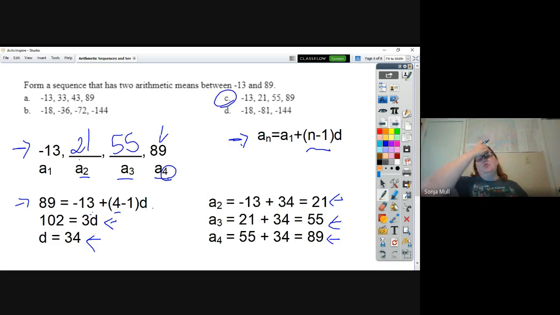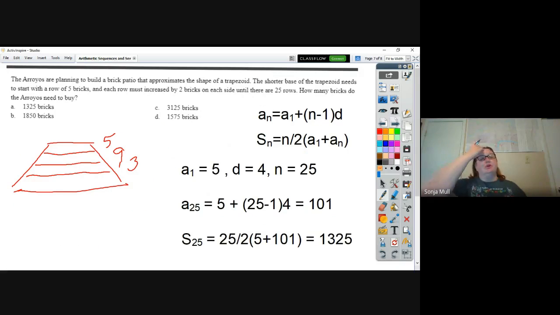Okay, so let's do a word problem. We had this brick problem. We're building a brick patio that's in the shape of a trapezoid. The shorter base has 5 bricks in it. So this row right here has 5 bricks in it. Each row after that increases by 2 bricks on each side. So I'm not going to add 2, I'm going to add 4. There's 2 more bricks on this side, and 2 more bricks on this side. So I added 4, giving me 9, and the next row would have 13, and so on.